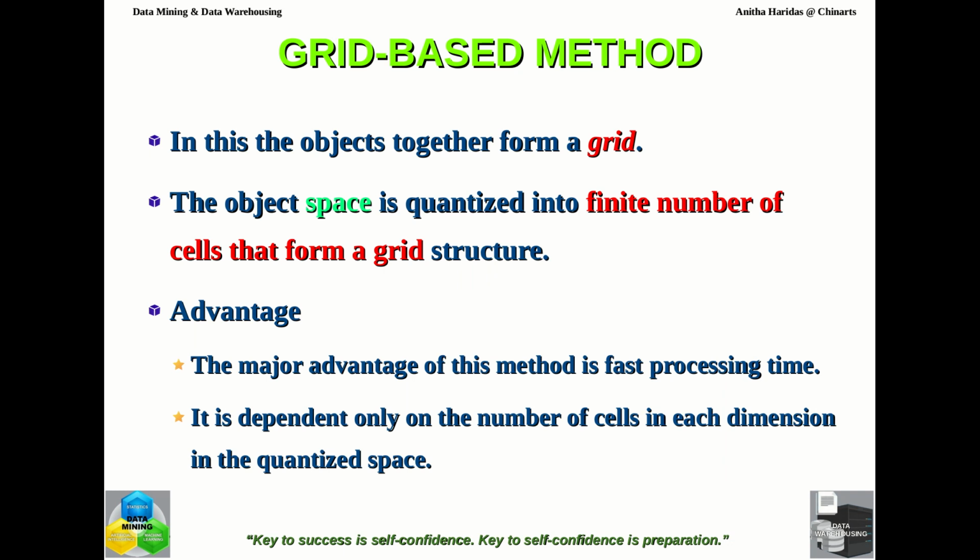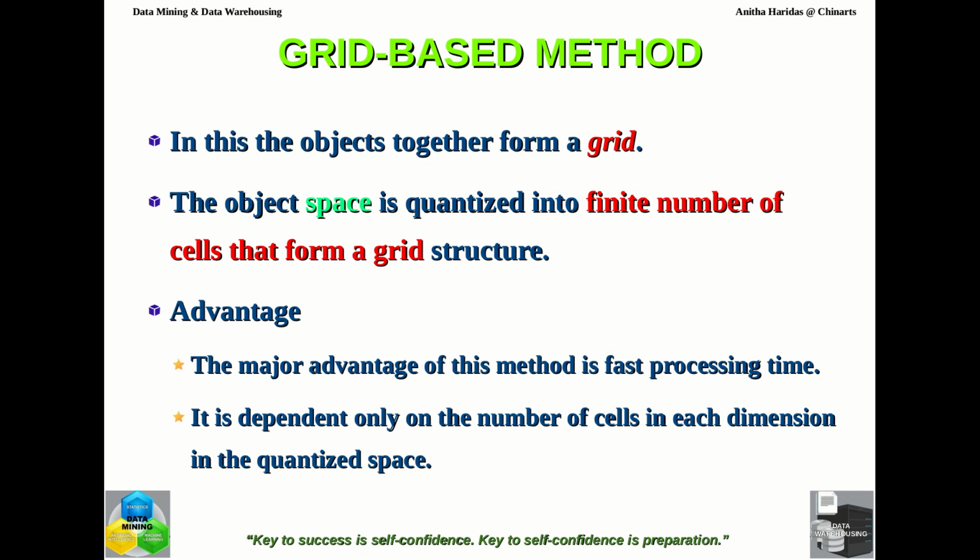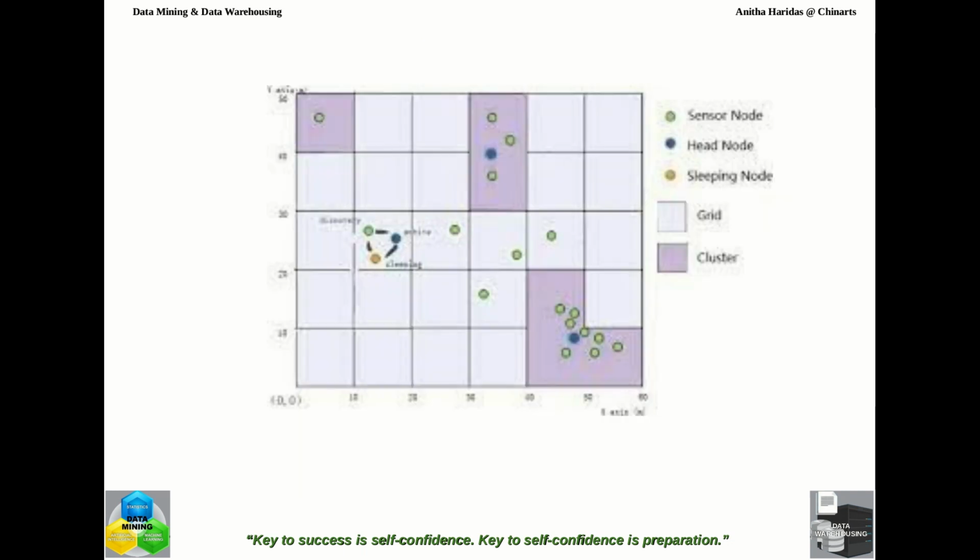Then the next method is called the grid based method. Here the objects together will form a grid. That is, the object space will be quantified into a finite number of cells that form a grid structure. Say for example like this, right? So the object space will be quantified as a grid. So this is the object space. This is created as a grid structure.